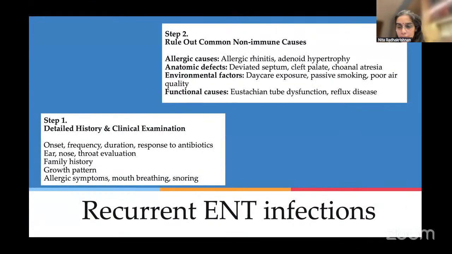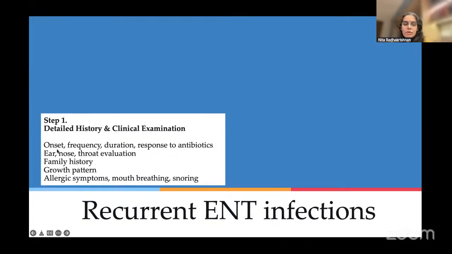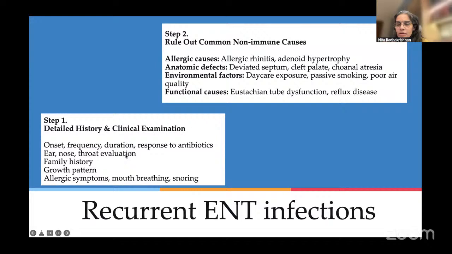So how do you do a stepwise evaluation? In recurrent infections, you always ask for the onset, the ear, nose, throat evaluation, family history, growth pattern, allergic symptoms. If you're thinking of adenoid, you evaluate accordingly. And common non-immune causes, I don't need to detail how to evaluate them, but you're going to look at allergic causes, anatomical defects, environmental factors, and functional causes.